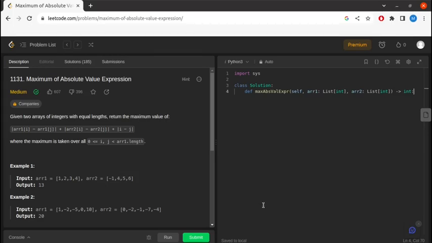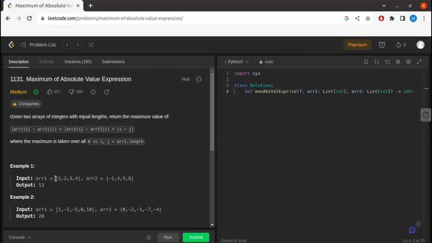Hello guys, so in today's video we are going to discuss the solution of a Leetcode problem, maximum of absolute value expression. So in this problem, let us first understand the problem statement. So we are given two arrays of integers with equal length. Return the maximum value of this expression.